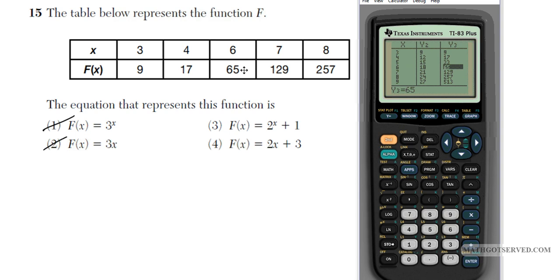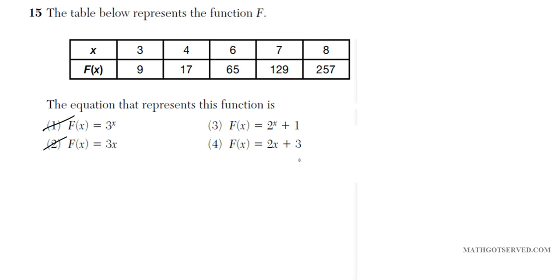When x is 6, y is 65. Oh, nice. When x is 7, y is 129. And when x is 8, y is 257. Perfect match. So we can clearly see that our answer is option number 3.